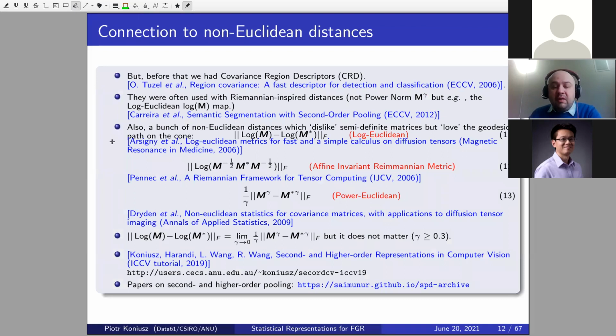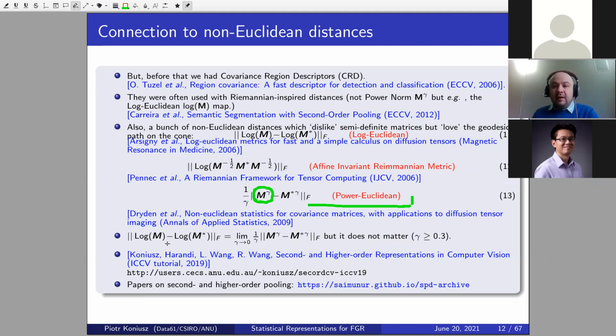There's a large number of papers that worked on second order statistics. One of the earliest is the covariance region descriptor. And this descriptor uses log Euclidean distance for classification. Other distances used in the literature are the affine invariant Riemannian metric. And then we arrive at the power Euclidean metric, which essentially realizes power normalization over here. This component here is nothing else than a power normalization feature map.